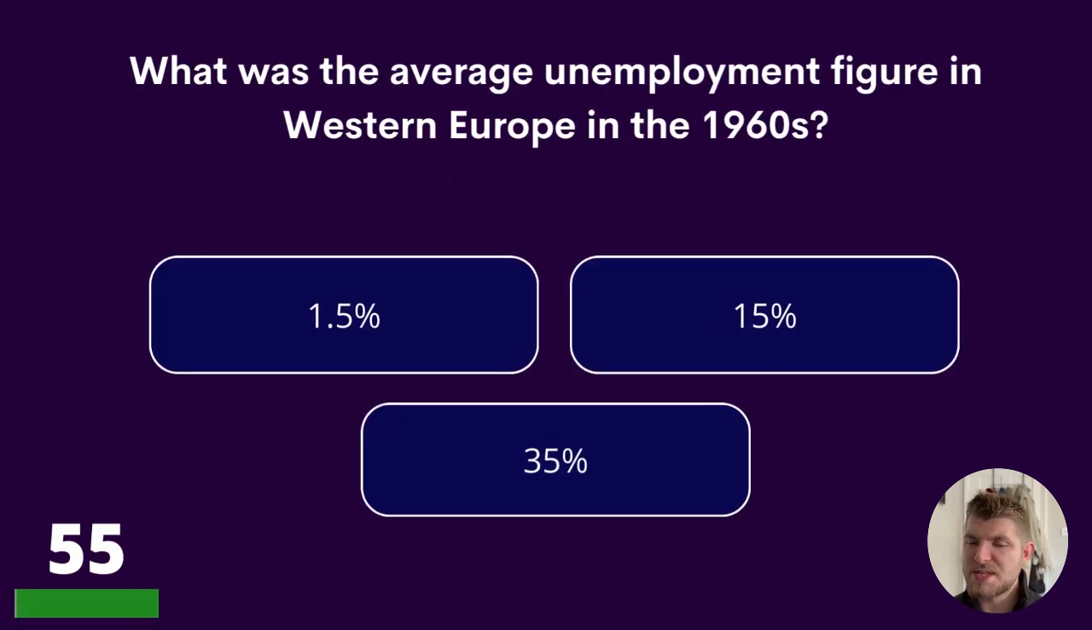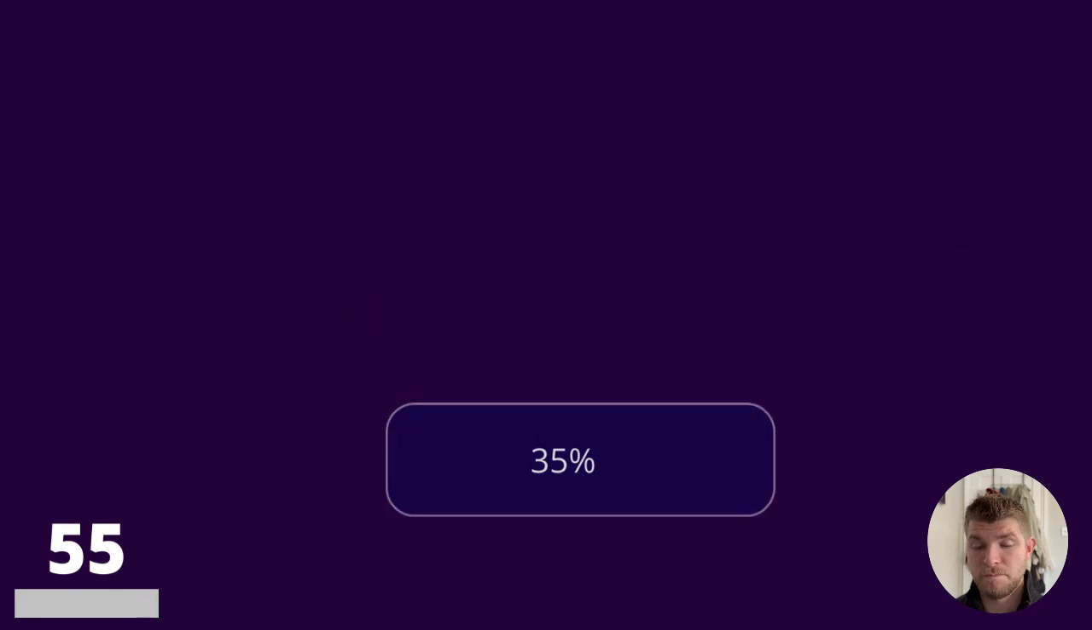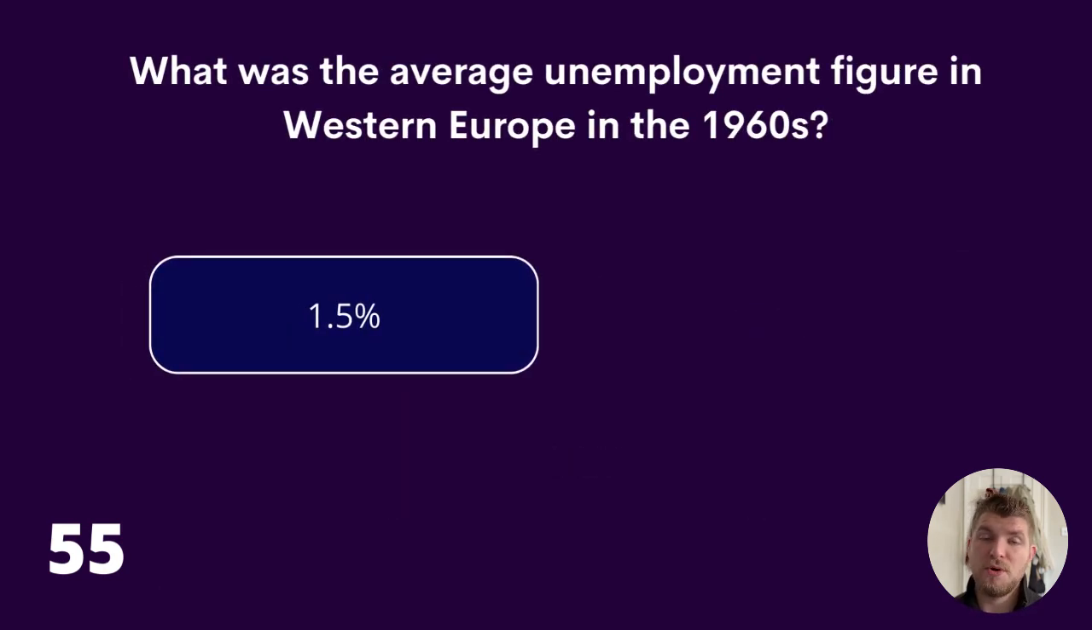55. What was the average unemployment figure in Western Europe in the 1960s? 1.5%, 15%, or 35%? The answer is 1.5%.